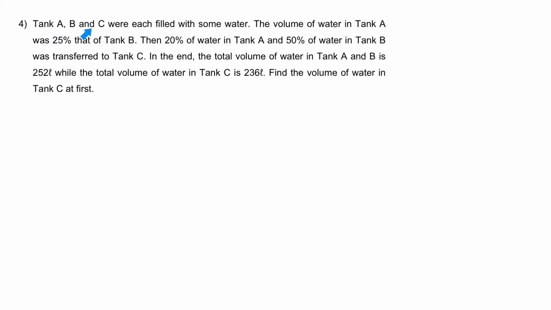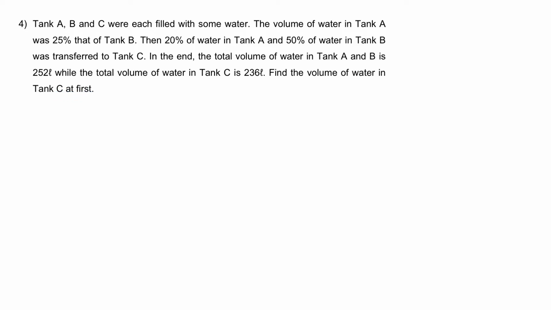Tanks A, B, and C were each filled with some water. The volume of water in tank A was 25% that of tank B. Then 20% of the water in tank A and 50% of the water in tank B was transferred to tank C. In the end, the total volume of water in tanks A and B is 252 liters, while the total volume of water in tank C is 236 liters. Find the volume of water in tank C at first.